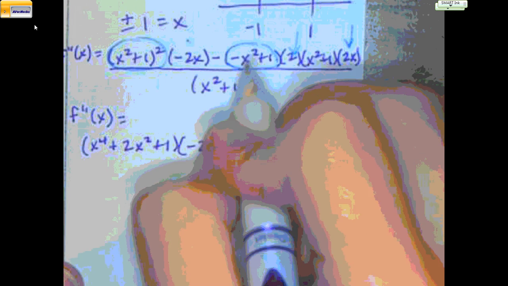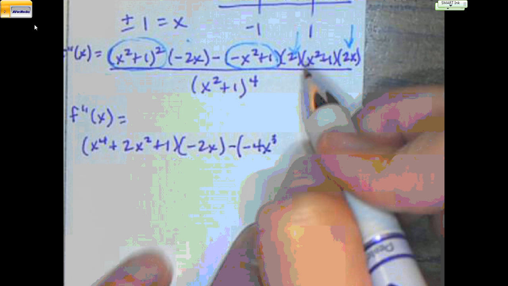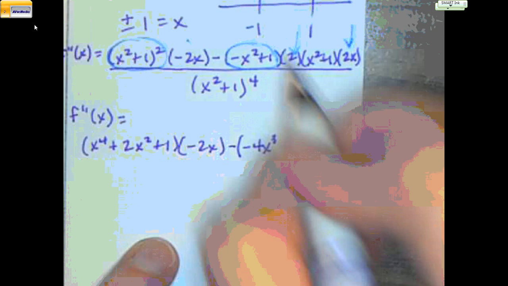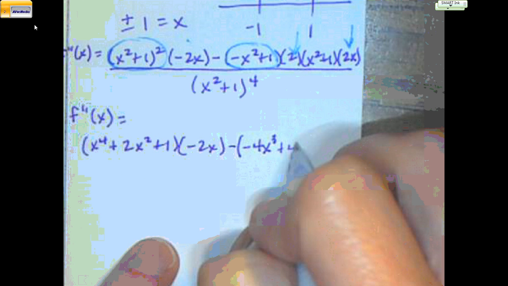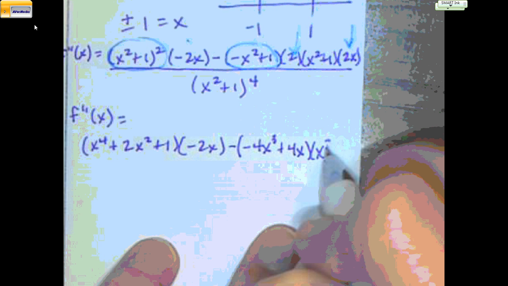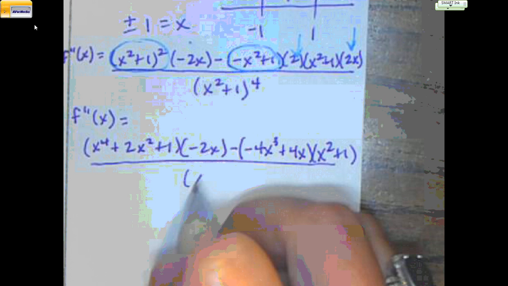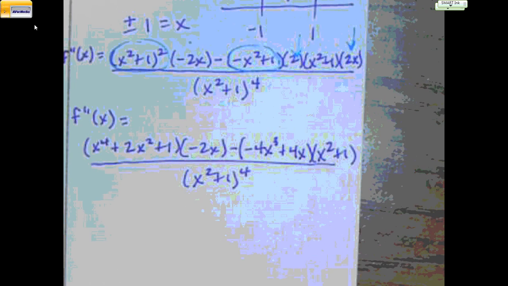And I'm going to distribute it. So I have 4x times -x squared is -4x cubed. And then I have 4x times this 1. So I have plus 4x. And I still haven't touched the x squared plus 1. And that is all over x squared plus 1, the quantity to the 4th.